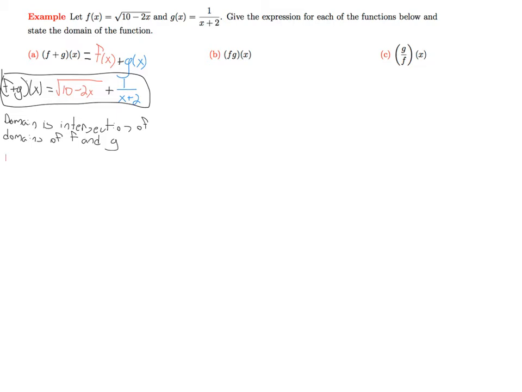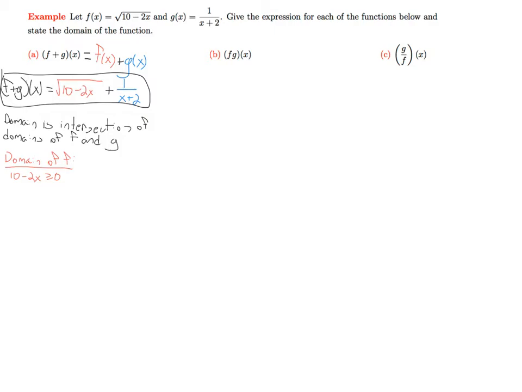So taking f, which is the square root of 10 minus 2x, we just need to make sure that the expression under the square root, which is 10 minus 2x, is not negative. We can't take the square root of a negative number. So I'm going to think about all values of x that give me something greater than or equal to 0. As long as this is satisfied, then whatever I get when I evaluate 10 minus 2x, I'm going to be able to take the square root of that number.